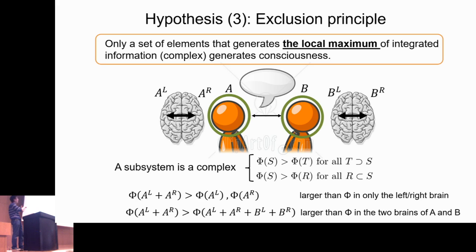For example, B's brain also satisfies this condition, because phi in B's whole brain is larger than phi in B's left brain or B's right brain, and phi in B's brain is larger than phi in the whole system. So this local maximum is also satisfied in B. Local here is spatial, exactly. But in the hierarchy, yeah.